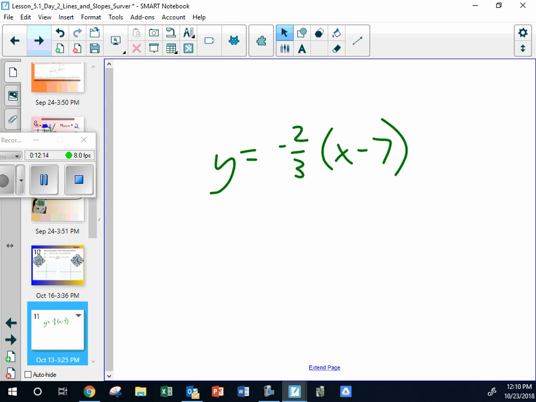A horizontal line has a slope of what? 0. So it, by definition, would not be perpendicular to this, right? That's what you said, right? All right, you're right. Good. Yeah, it's impossible. All right.